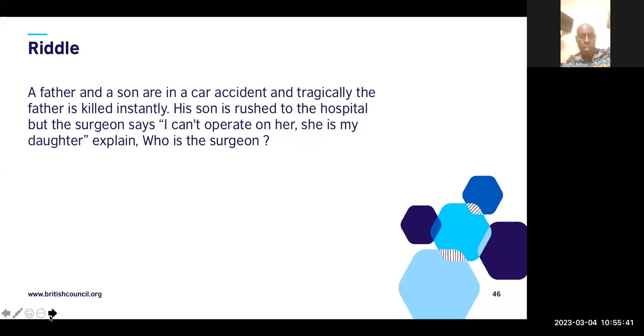This is a riddle. Please, guys, answer in the chat box. A father and a son are in a car accident, and tragically, the father is killed instantly. His son is rushed to the hospital, but the surgeon says, I can't operate on her. She's my daughter. Explain. Who is the surgeon? Please, guys, share in the chat box.